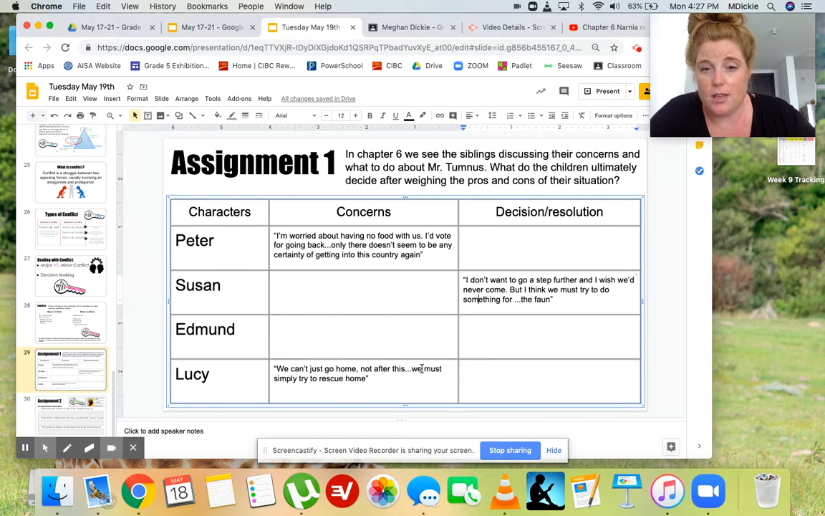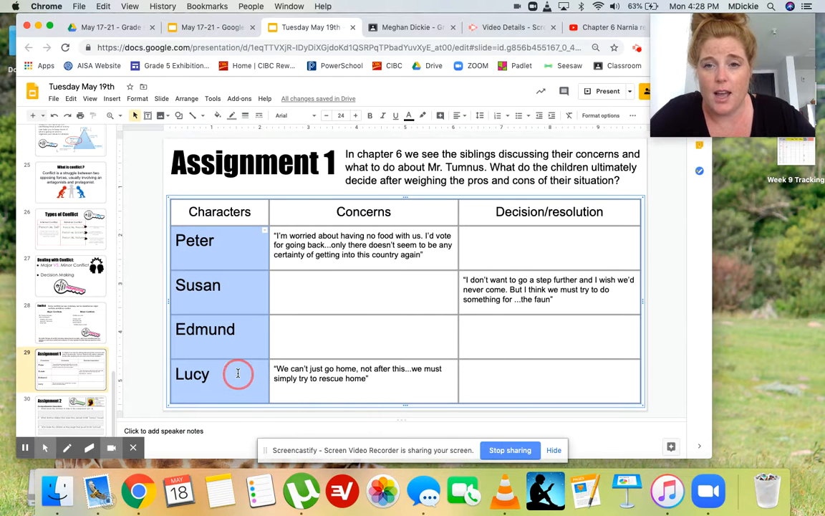Now I'll give you some as examples to help you get started. Okay? So you can just make sure that you give the text evidence. And the text evidence is always in quotes, in quotations. If you can take a screenshot of the paragraph, you can also put those in as well. Okay, so this is your assignment for chapter 6. We're looking at the discussion that Peter, Susan, Edmund, and Lucy had on deciding on what to do with Mr. Tumnus.